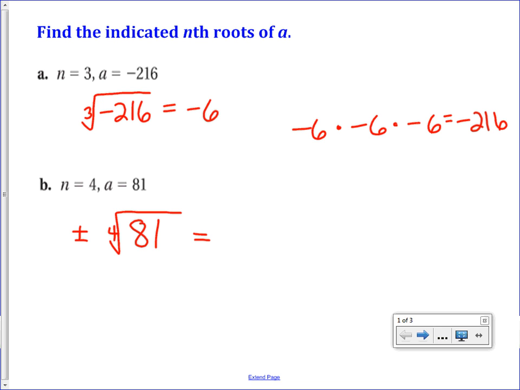Again, take out a calculator if you need to, play around with it till you find the number that works. In this case, it's going to be plus or minus 3. I can prove that by showing that 3 times 3 times 3 times 3, they're all positive, is going to be a positive 81. But so is a negative 3 times a negative 3 times a negative 3 times a negative 3. All those negatives actually end up becoming positive 81. So this has 2 answers, plus minus 3.